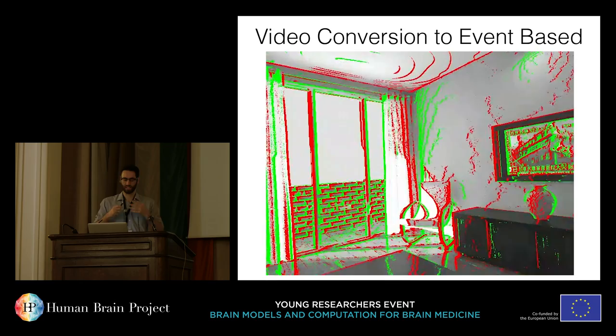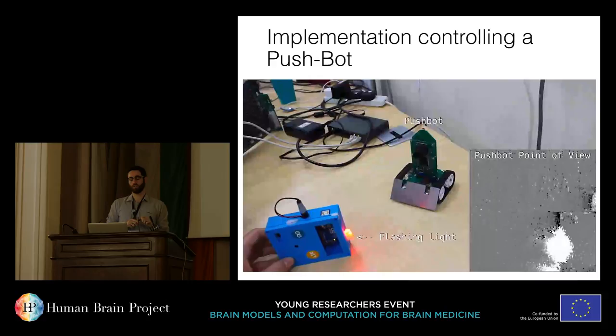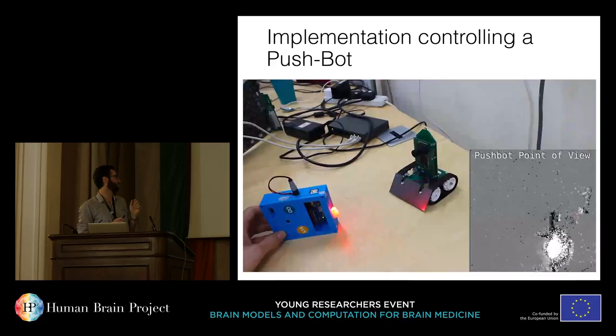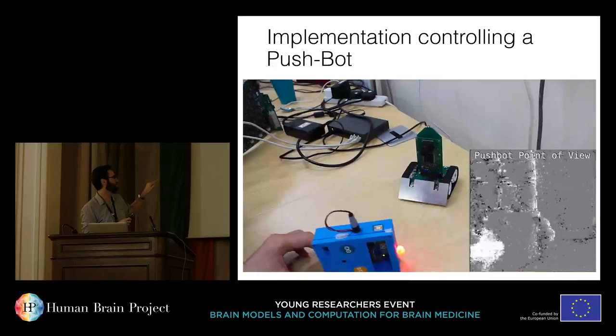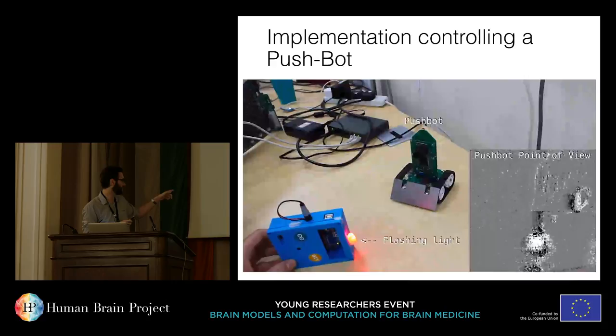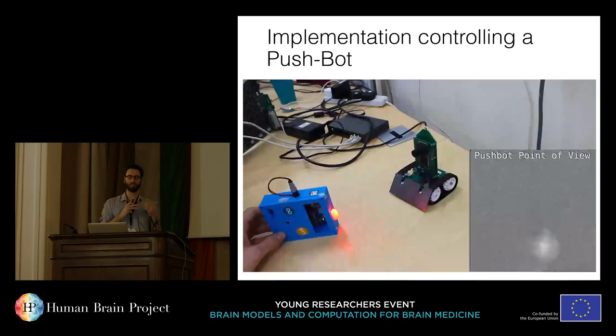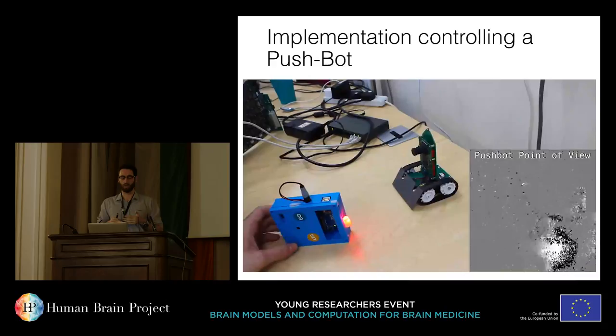And then there's also an implementation in a pushbot. This one is actually using an event-based camera. You can see that when the robot isn't moving, all of the background disappears because there's no longer any change. But as it tries to track the light source, there is change, and you can then start seeing objects in the background. The light is constant through this because it is flashing at about 1,000 kilohertz, so much faster than frame-based video, but because event-based doesn't have frames, you can process this a lot easier.